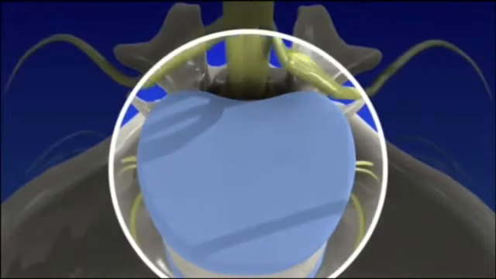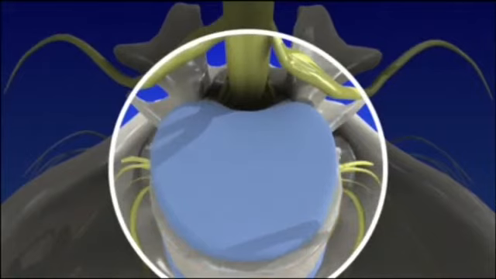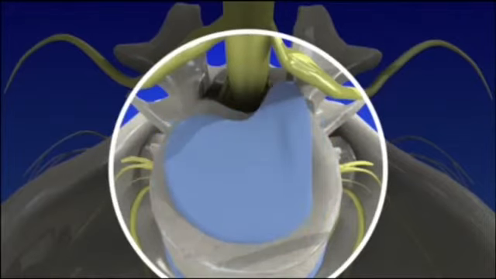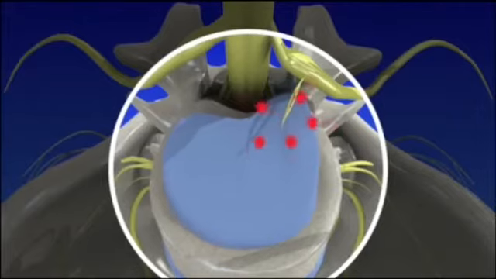Normally, the nucleus pulposus contains about 80% water, and with age, discs will lose water and become more narrow, less flexible, and less effective as shock absorbers. Because discs heal slowly, new nerve endings can develop within the narrowed intervertebral space and cause pain.